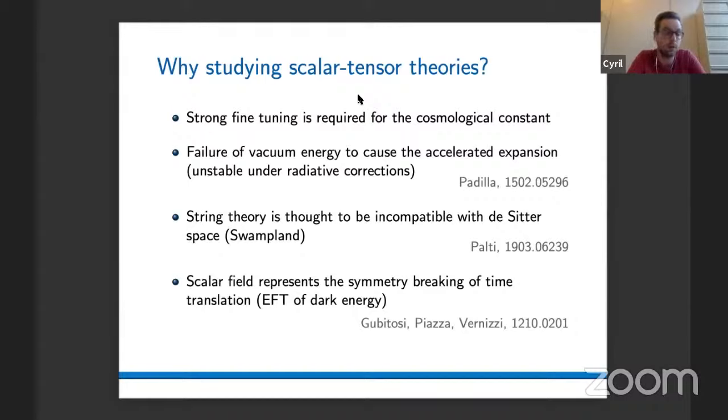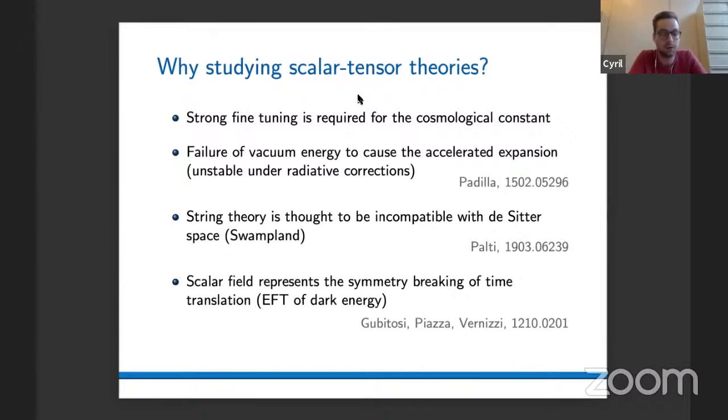Another reason why we would study scalar tensor theory is that string theory is thought to be incompatible with de Sitter space, so with the positive cosmological constant. And so it would be helpful for a theory like this to have a scalar to explain the accelerated expansion. And also we have scalar fields in string theory that are predicted. And so it makes sense to study scalar tensor theories in the context of string theory.